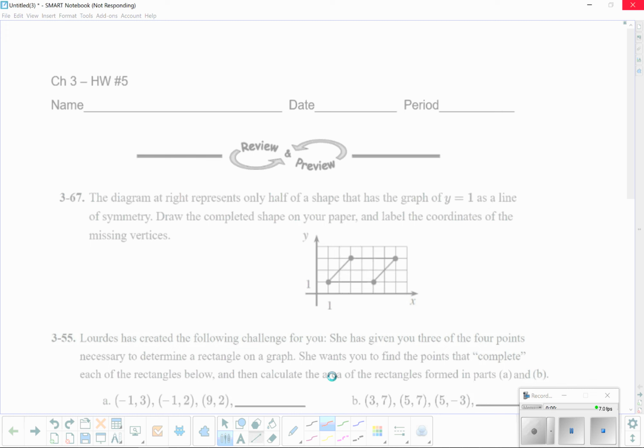Give me a second. It's lagging a little bit.